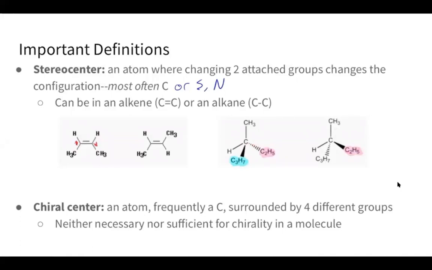It's coming out towards us. And we have moved the C3H7, which is on a dash. The C3H7 was on a wedge, but now it's on a dash. So we have switched the two attached groups, and these two molecules are not the same. So that's why I'm going to go ahead and give this central carbon an asterisk, because it's a stereocenter.